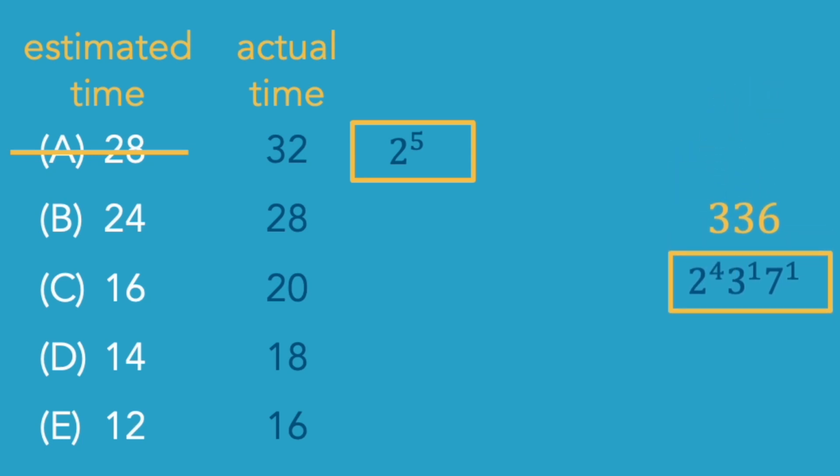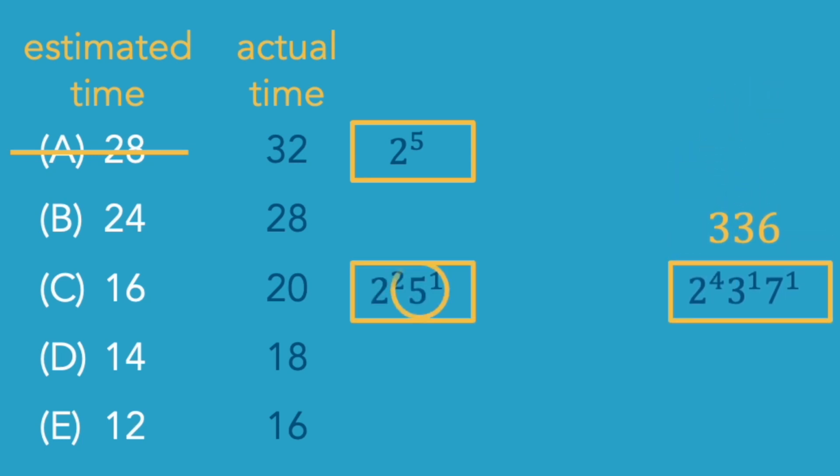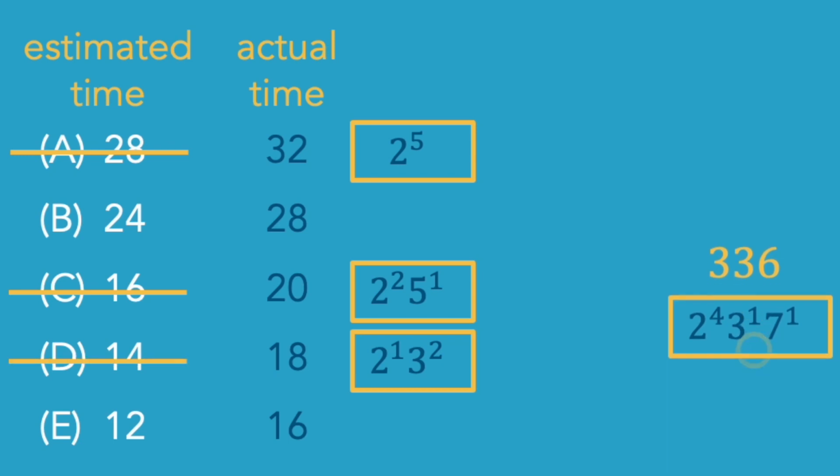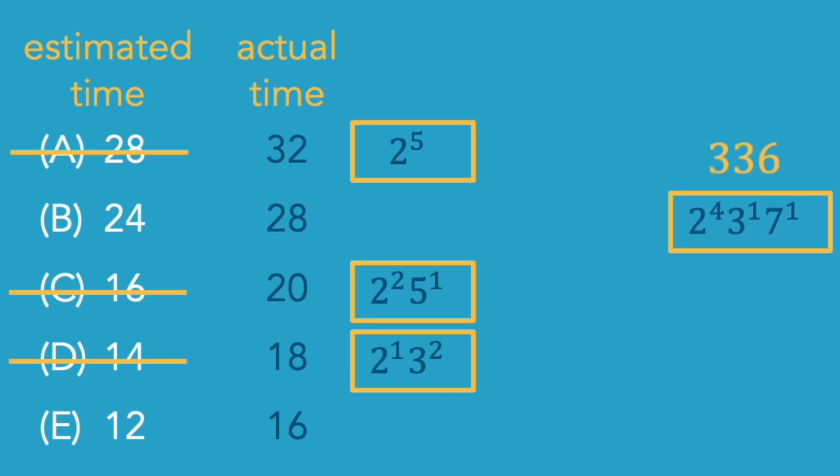I'll eliminate answer choice C for the same reason. 20 has a 5 in its prime box, but 336 doesn't have any 5's. So therefore 20 is not a factor of 336. Looking at answer choice D, we have the number 18. 18 has 3 squared within it, and there are not enough 3's in 336 to accommodate that, so D is gone too. With only 2 answer choices remaining, I'm going to try one of them. I'll try answer choice B. If it works out, I'll pick it and move on. If it doesn't work out, I'll pick E and move on.